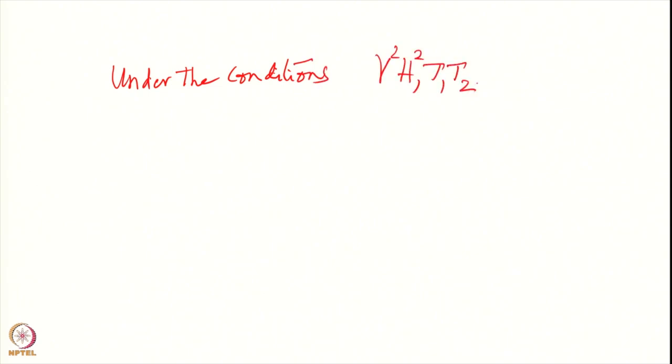Under the condition that gamma squared H1 squared T1 T2 is far, far less than 1, that is, this represents no saturation. Remember, saturation is dependent on the power H1. So H1 squared is very small compared to the T1 and the T2. When you take the product, it is very small. Then you will get the simplified equations for u and v.